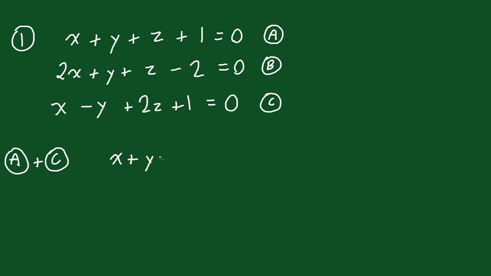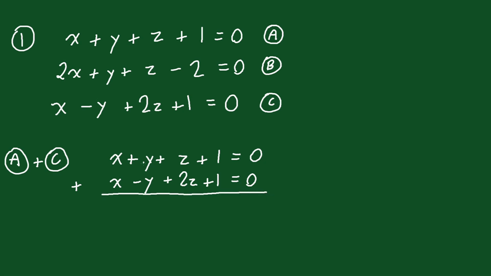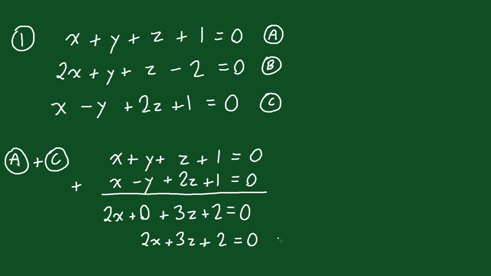So x plus y plus z plus 1 is equal to 0, plus x minus y plus 2z plus 1 is equal to 0. So I'm doing elimination. I'm adding these two equations together. X plus x is 2x. Y minus y, like we said, that's going to be 0. Z plus 2z is 3z. 1 plus 1 is 2, and that's equal to 0. So what I have here is 2x plus 3z plus 2 is equal to 0. Okay, fantastic. That's my first equation.